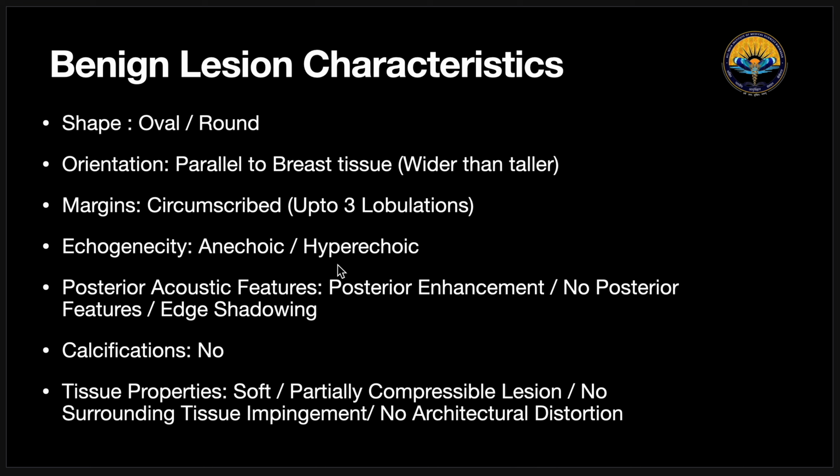Now coming to the most important part: what are the characteristic features which suggest that it is a benign lesion or a suspicious, malignant lesion? So shape, I told you, if it's oval or round, it's benign. Orientation parallel, benign. Margins circumscribed, benign. Echogenicity anechoic or hyperechoic, benign. Posterior acoustic features, if there are no features or there is some enhancement or some edge shadowing, then it's benign. There should be no calcification. Tissue property should be soft on compression and soft on elastography. There should not be any architectural distortion.